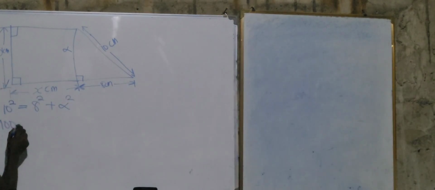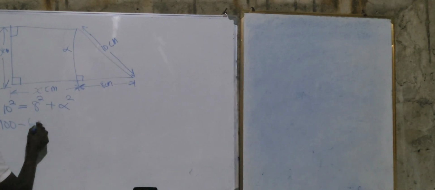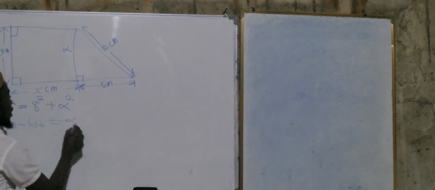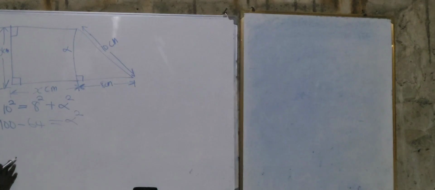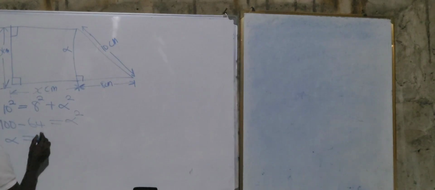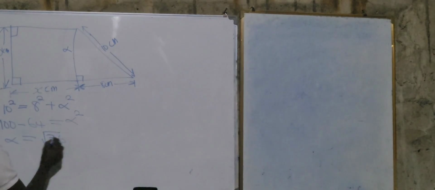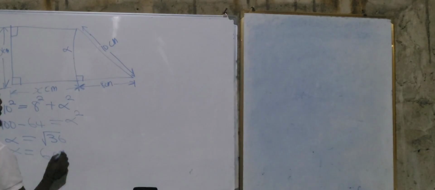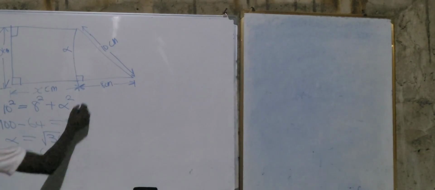Now 10 square is 100, right? Minus 8 square, which is 64, gives you alpha square. Are we okay here? Yes, sir. Now, 100 minus 64, alpha is equal to the square root of 36. Square root of 36 is equal to 6 centimeter, right? Because they are measuring in centimeter.